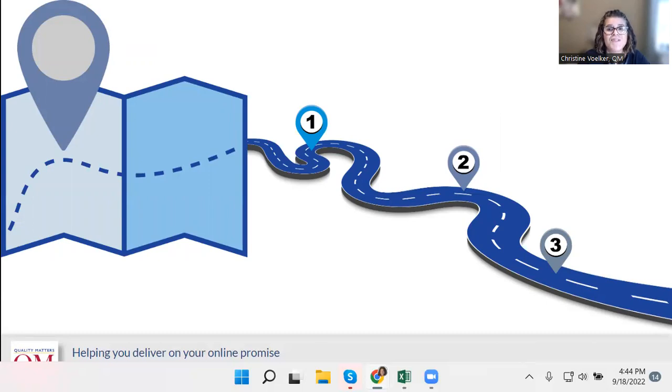Often there are pit stops along the way. We can think about it like this. If your goal is to run a marathon, it's not all that likely that you're going to pop up off the couch and cross the finish line. You need to take it slowly.